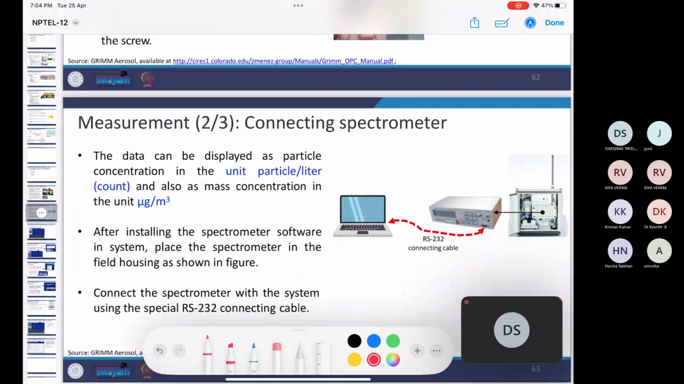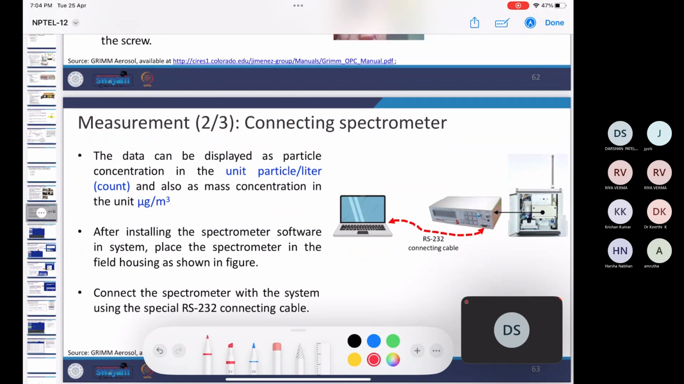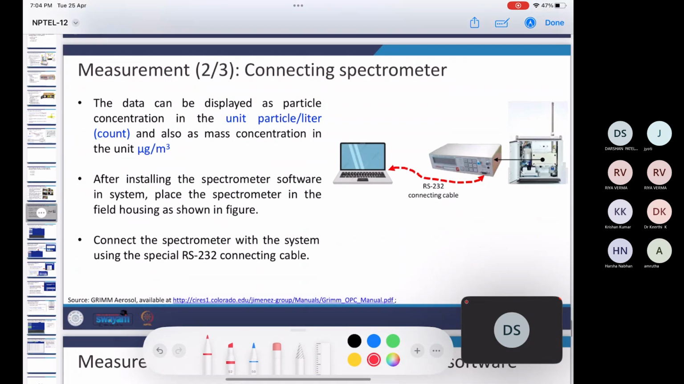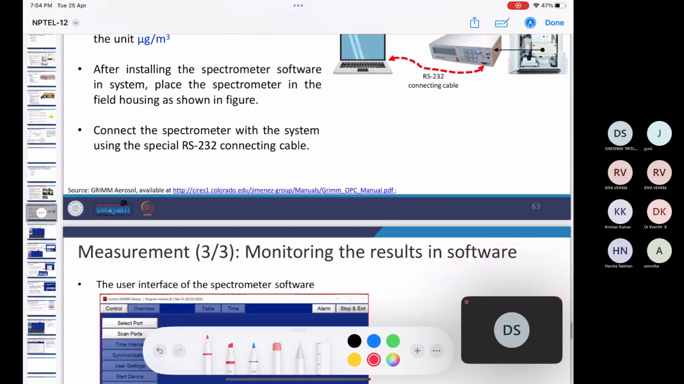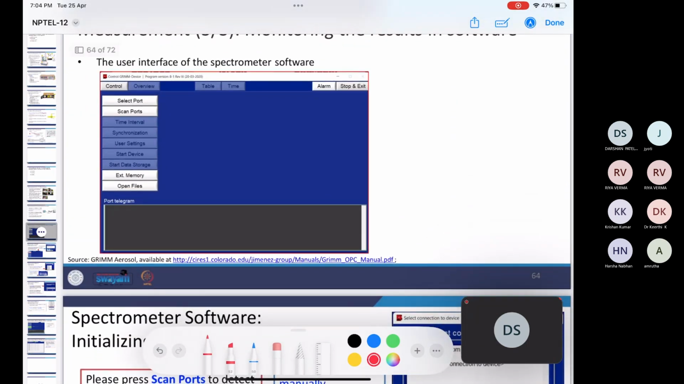The data can be displayed as particle concentration in the unit particle per liter count, and also as mass concentration in the unit micrograms per meter cube. So after installing the spectrometer software in the system, place the spectrometer in the field housing as shown in the figure. Connect the spectrometer with the system using the special RS-232 cable. Then this is how the user interface of the software looks like.